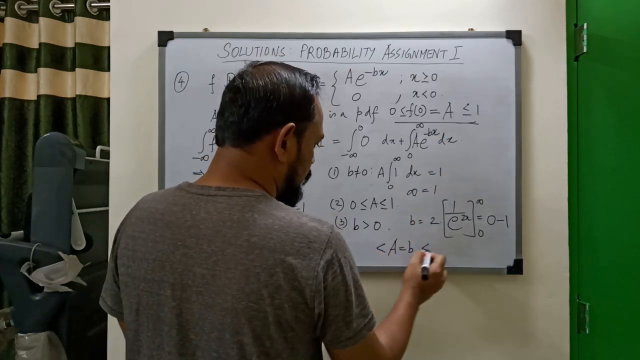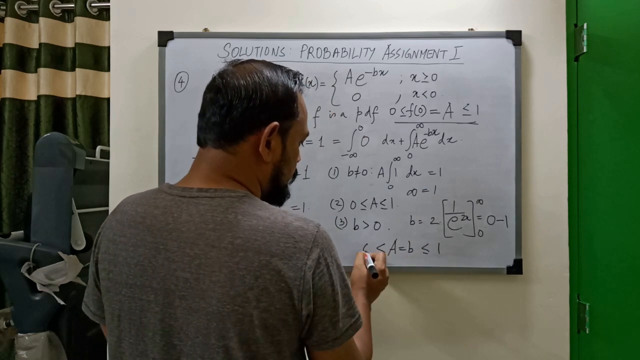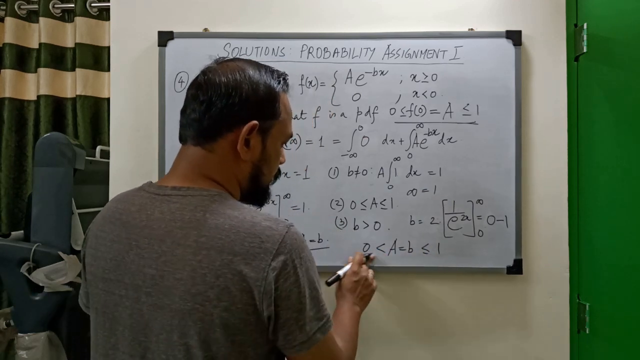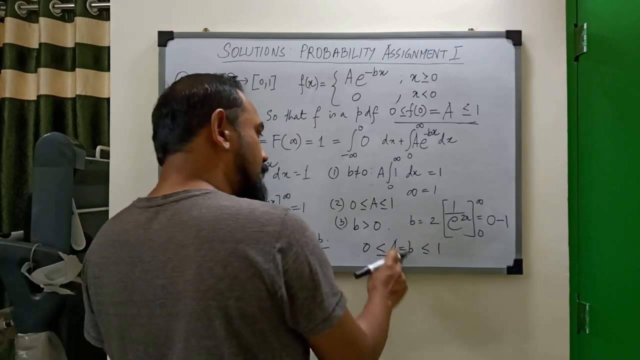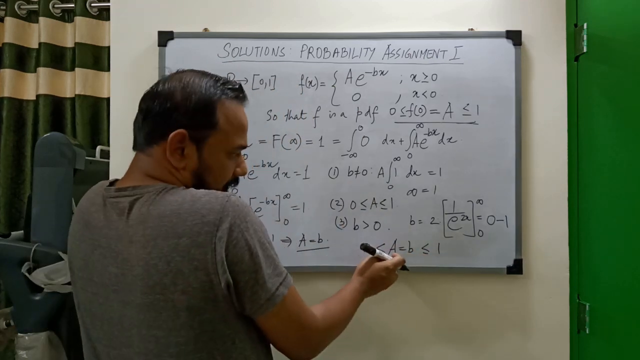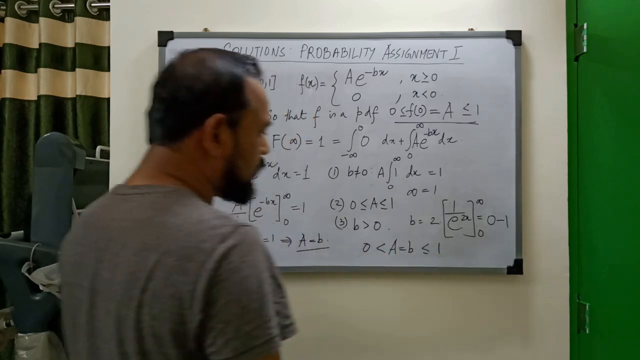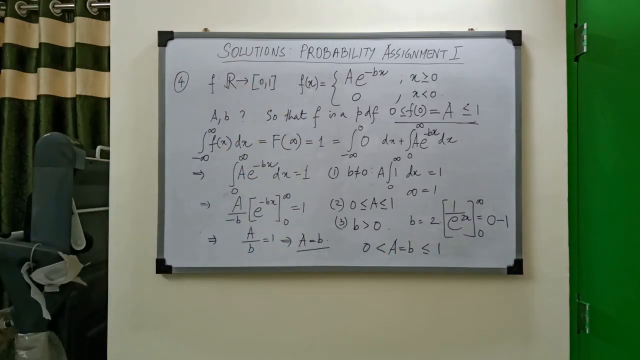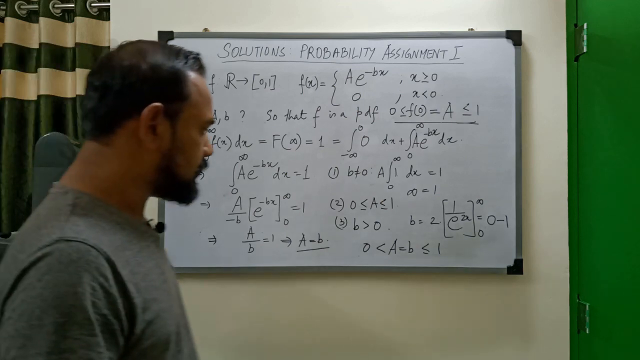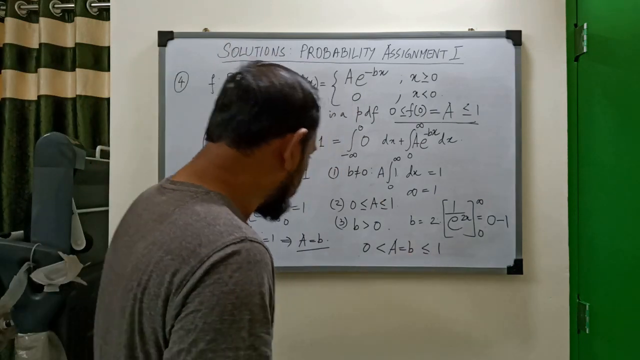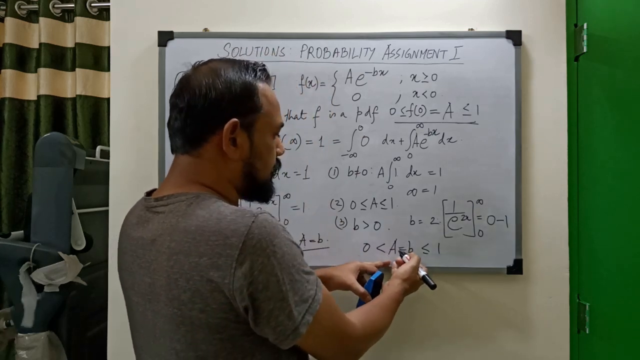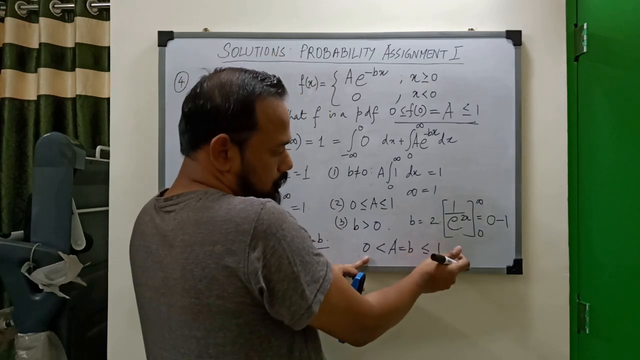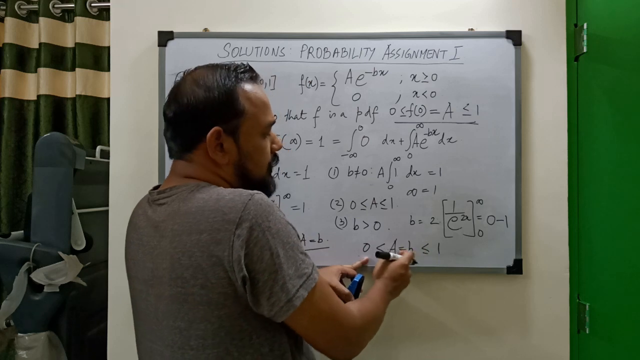And since capital A ranges between 0 and 1, b should be between 0 and 1. But since b cannot be 0, therefore A also cannot be 0. So this is what the range is for these real number values, where capital A and small b will be greater than 0 and less than or equal to 1, but they will be equal.